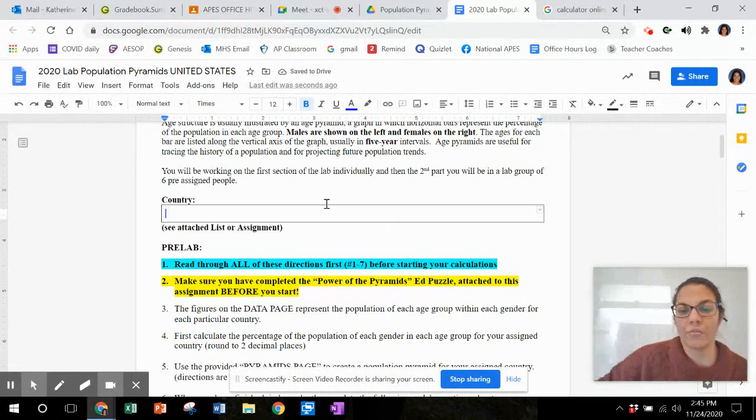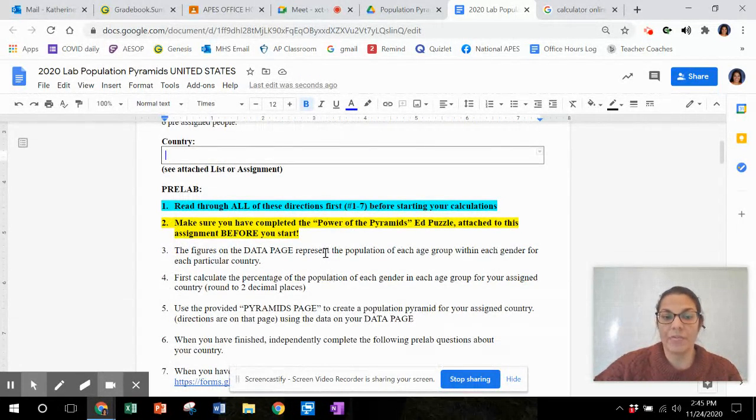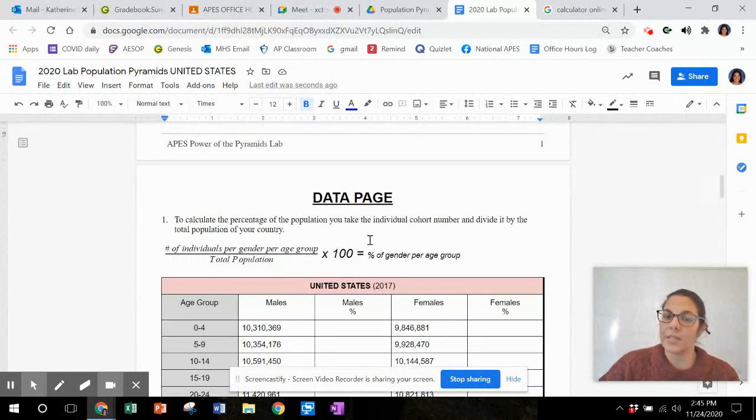So make sure you read through this, numbers 1 through 7. And what you need to do before you do this is complete the Power of the Pyramids Ed puzzle, which is a separate post in today's assignment. That's going to give you a good overview of the data in the background. So you're going to read through all these directions, and then you're going to come over to this data page.